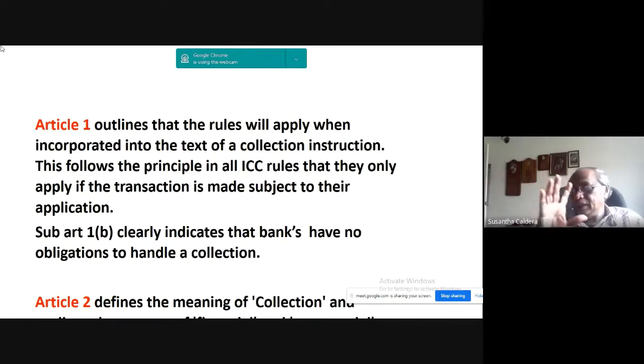Then acceptance and so on, partial payments, partial shipment, all those things, we can't apply the URC 522 rules. Right? In a scenario like that, what rule will be applied?